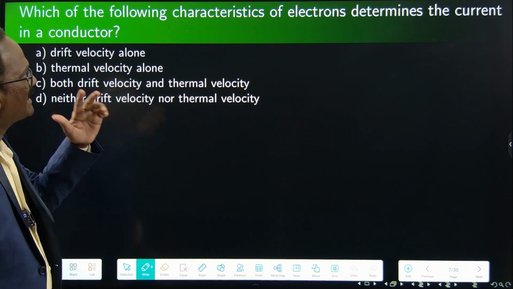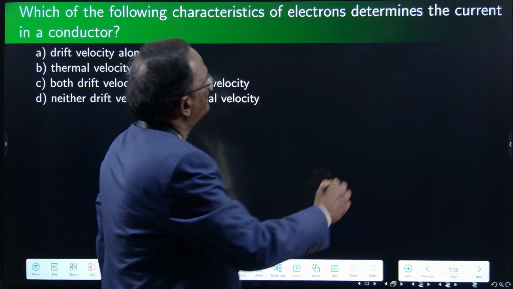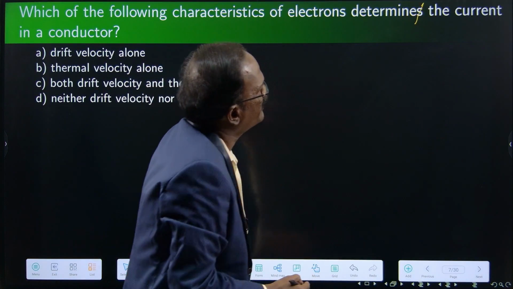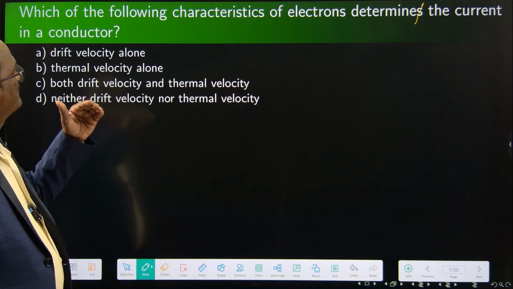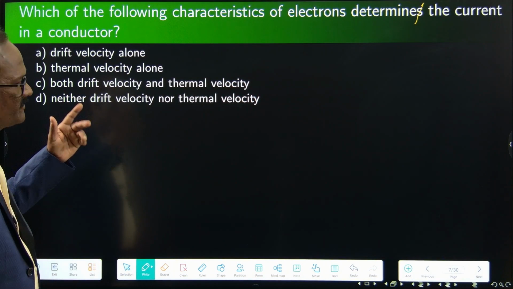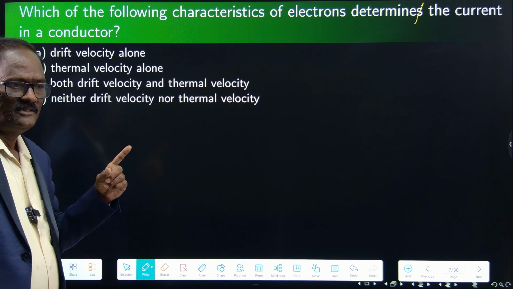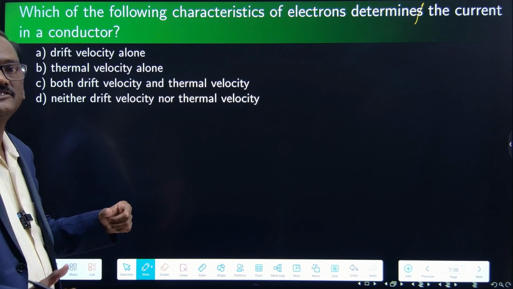Which of the following characteristics of electrons determine the current in a conductor? Drift velocity alone. Yes. Drift velocity is responsible for the constitution of current.